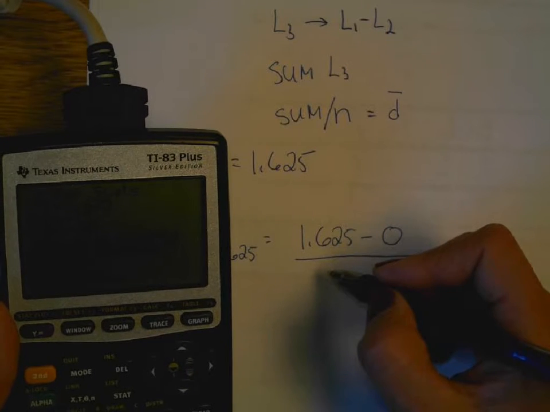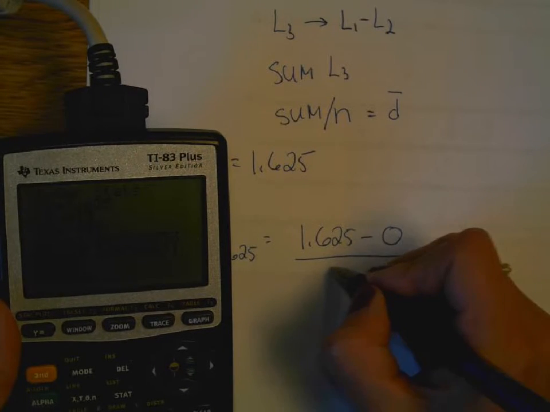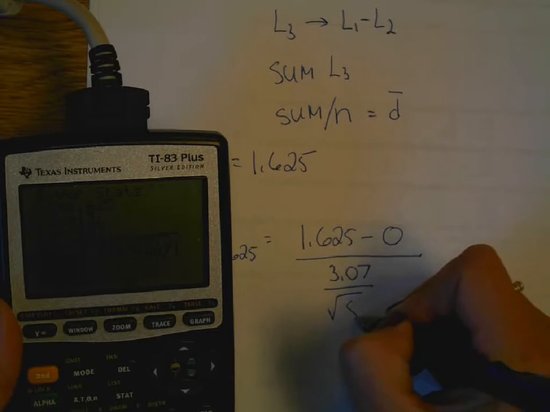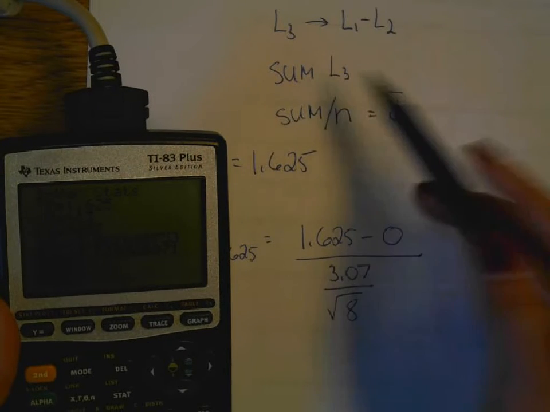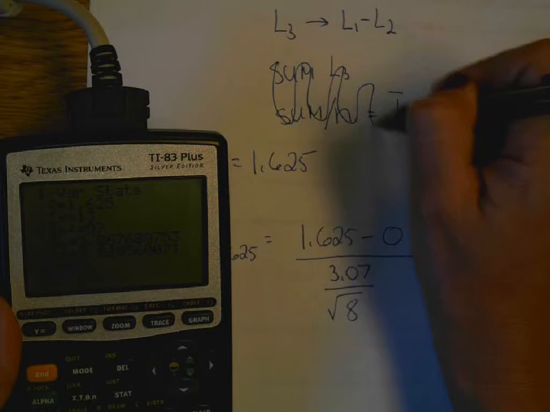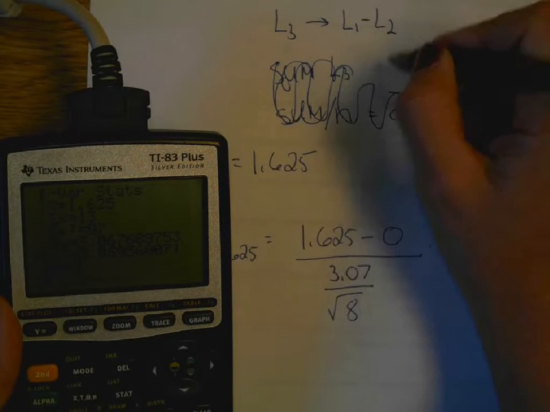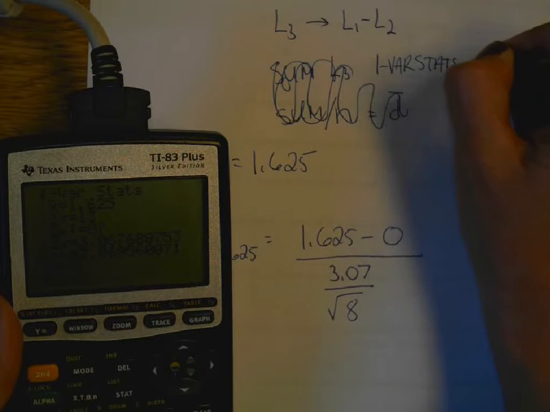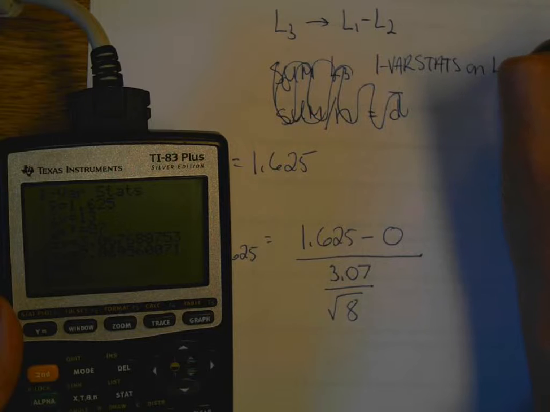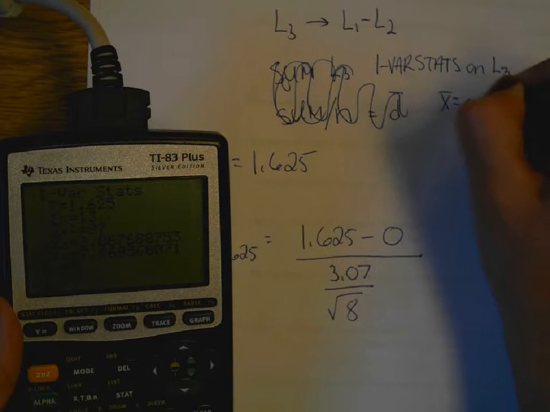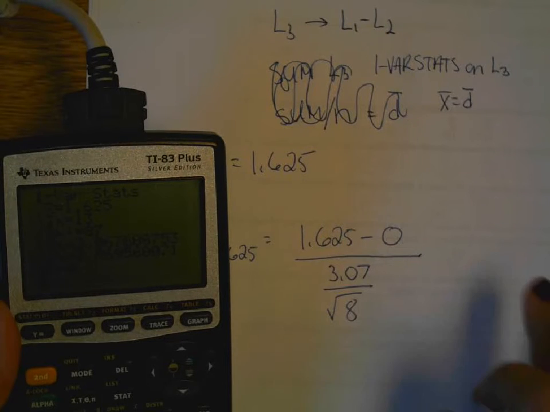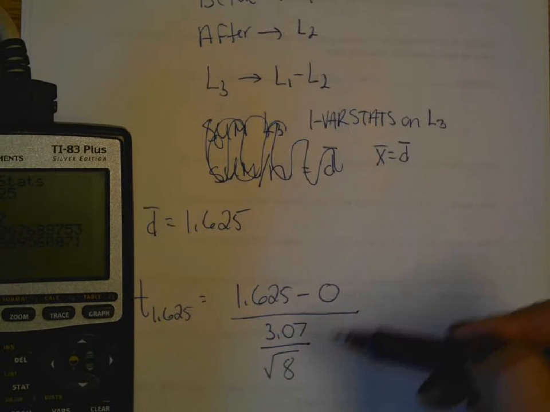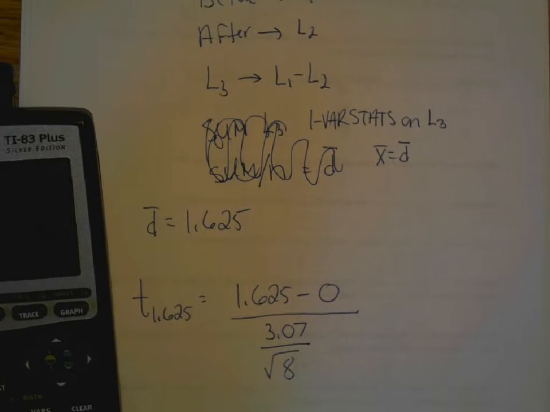And then our s is 3.07 over the square root of 8. So really, we could fix this up. Once we have list 3, we could just run one var stats. And the x bar is your d bar. So after you've got L3, just run one var stats, because you need the mean and the standard deviation anyway to go into your formula.